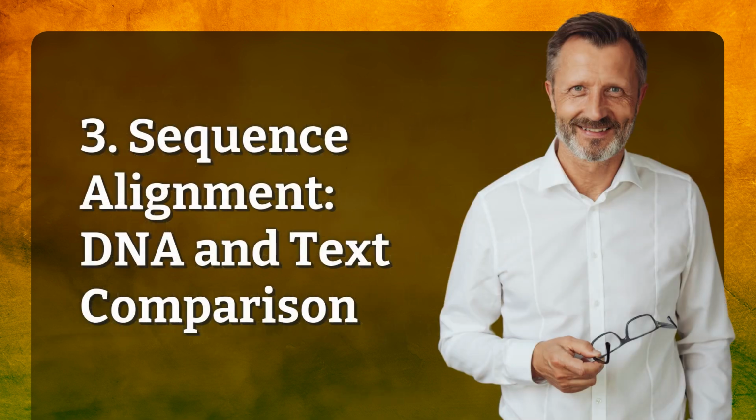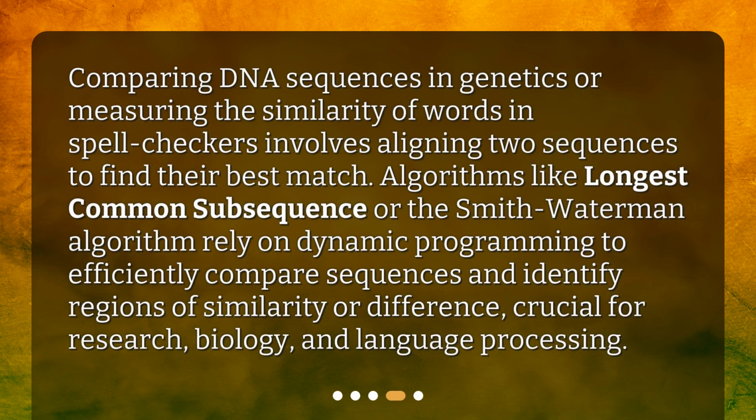3. Sequence alignment, DNA and text comparison. Comparing DNA sequences in genetics or measuring the similarity of words in spell checkers involves aligning two sequences to find their best match. Algorithms like longest common subsequence or the Smith-Waterman algorithm rely on dynamic programming to efficiently compare sequences and identify regions of similarity or difference, crucial for research, biology, and language processing.